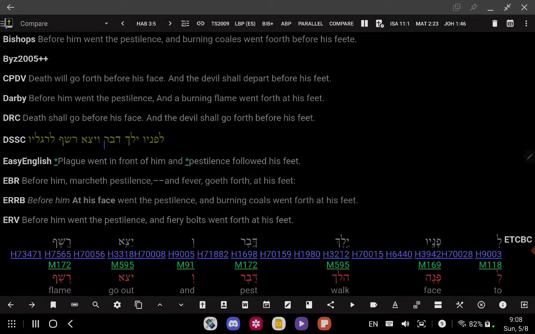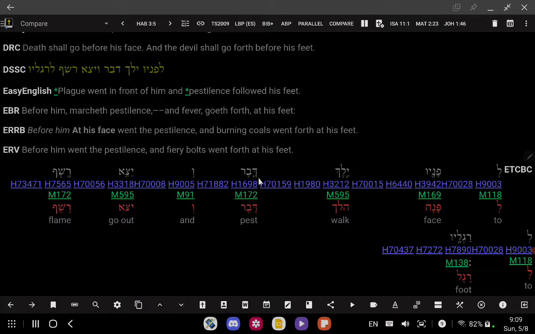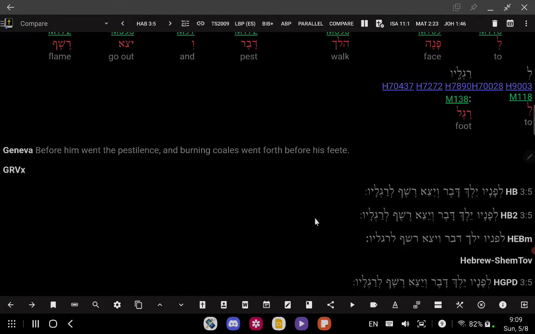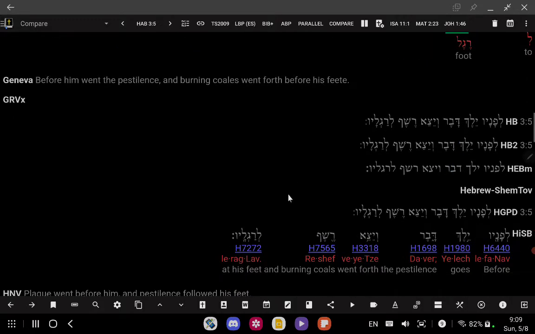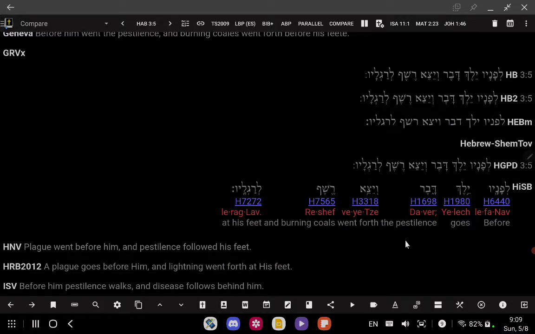or, and here's the Dead Sea Scrolls here. You see that there's no vowel markings. It's just dalet, bet, resh. But most of the places here has daver. Actually, that's daver. Yeah. So again, it's a difference between vowel pointings, between the difference between pestilence or word or matter.